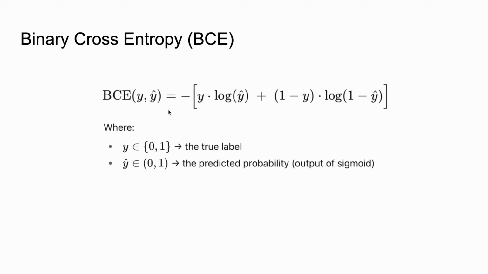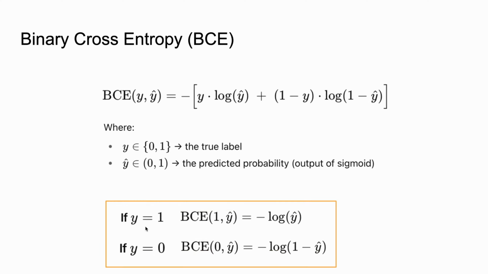So let's look into this. If y is equal to 1, that means if the actual output is equal to 1, then the binary cross entropy will be minus log of y hat. And if y is equal to 0, then the binary cross entropy will be minus log of 1 minus y hat. So the formula reduces to this based on the actual output. This is the calculation for one input or one output.